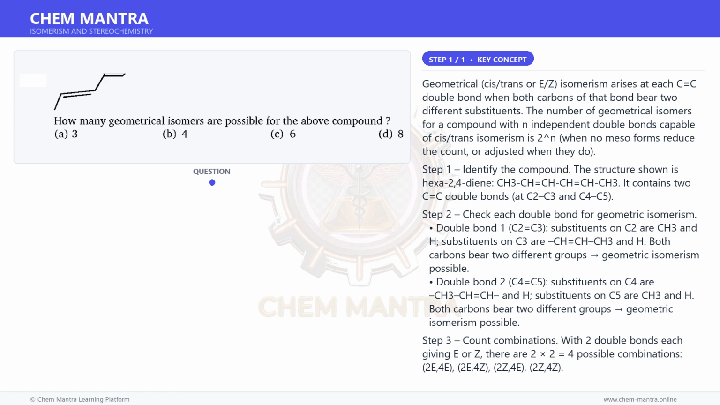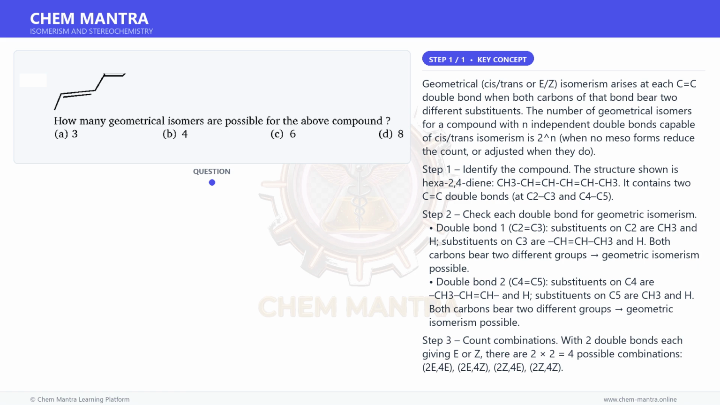Step 2. Check each double bond for geometric isomerism. Double bond 1, C2=C3. Substituents on C2 are CH3 and H. Substituents on C3 are CH=CH-CH3 and H. Both carbons bear two different groups.